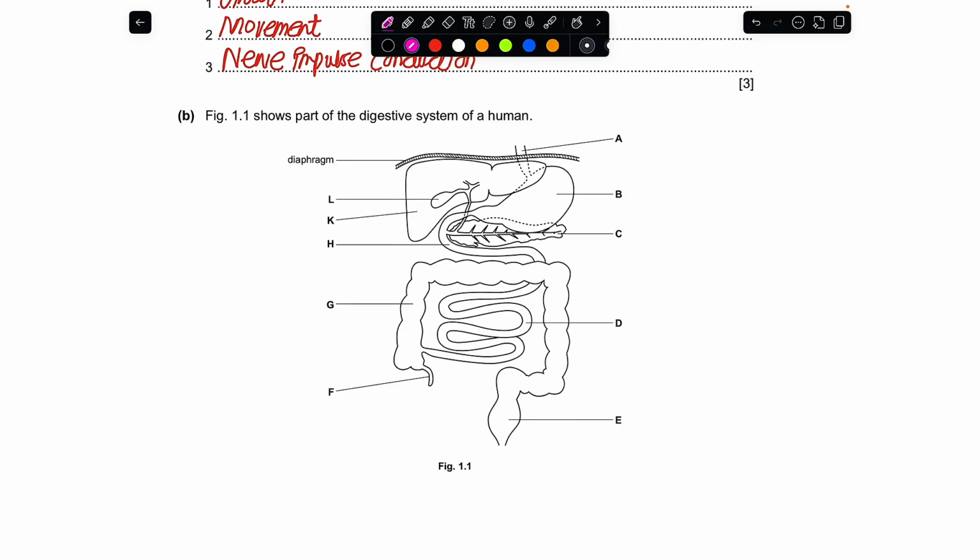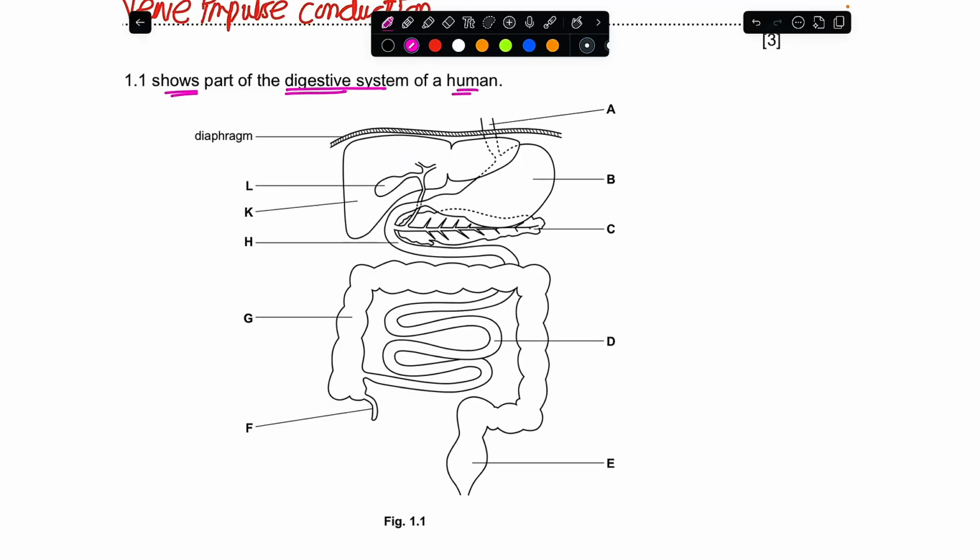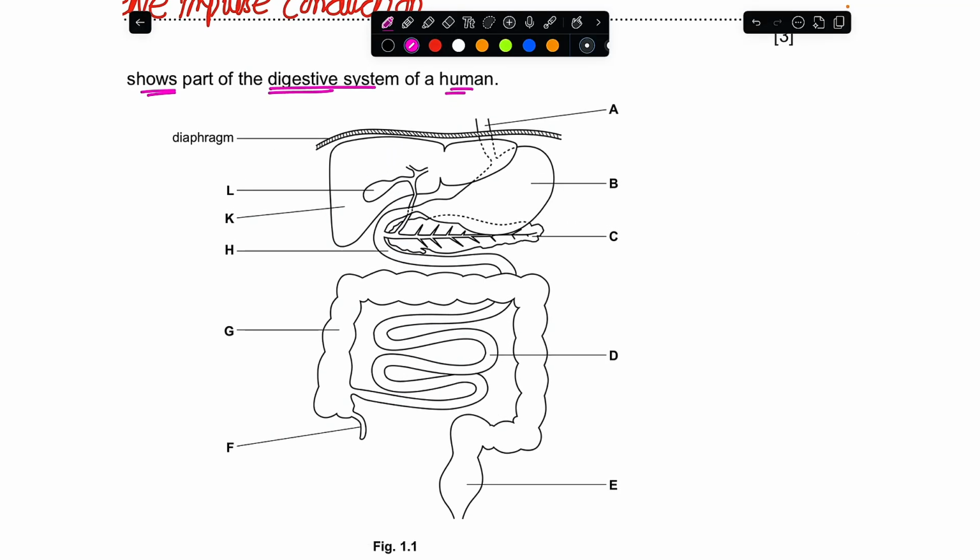And now to the B part, here your identification of the components of the alimentary canal would be required. And this is simply the part of the digestive system of the human which they show us. Like if I were to zoom in to identify these structures for you, so A that we have here, this is the esophagus. The B that we have got is the stomach. And the K that we have here, this is the liver. The L that we have got here is the gallbladder. The C structure that is shown here is the pancreas.